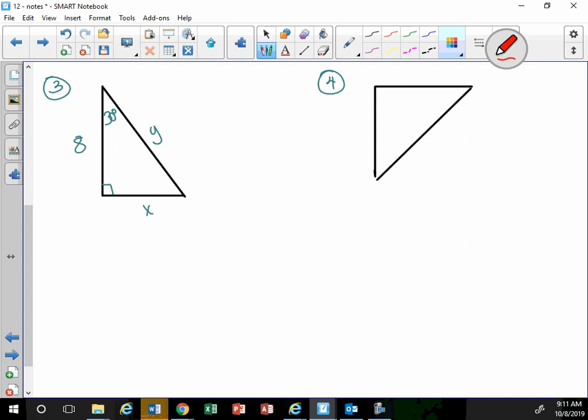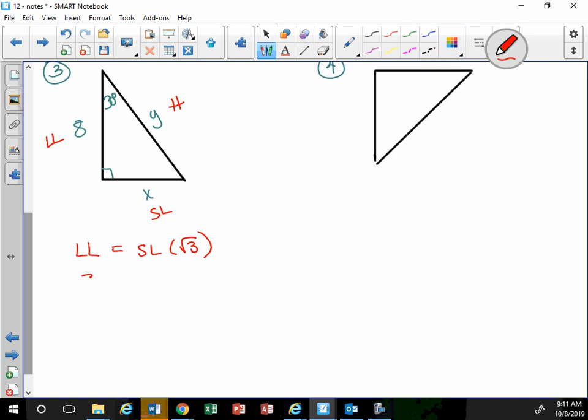All right, so what did I give you this time? Long leg. Everybody okay? X is the short leg, Y is the hypotenuse. Great. Let's look at our equation. We know that long leg is equal to short leg times root 3, right? So if I plug in what I know here, 8 is equal to x times root 3. How do I solve that for x? Divide by root 3. So I get 8 over root 3.